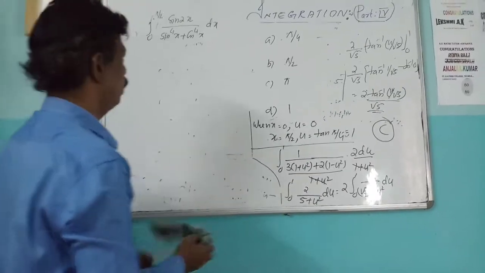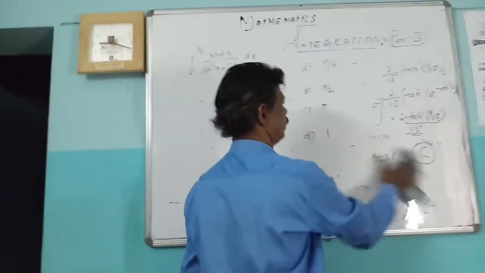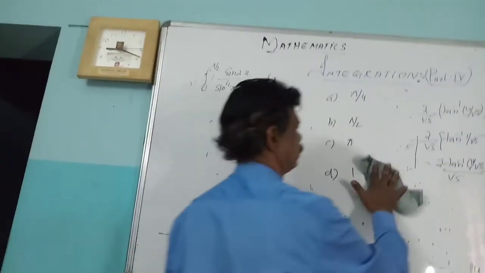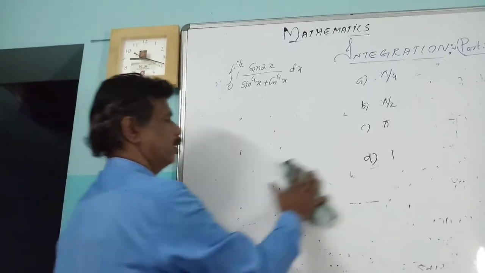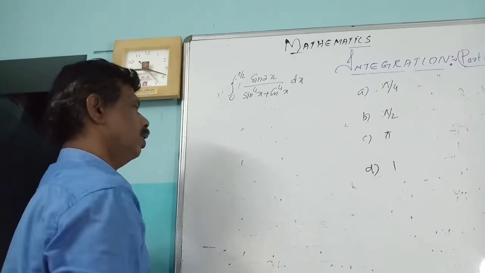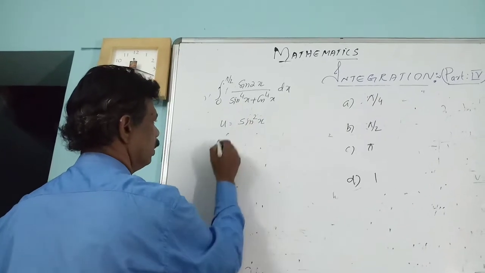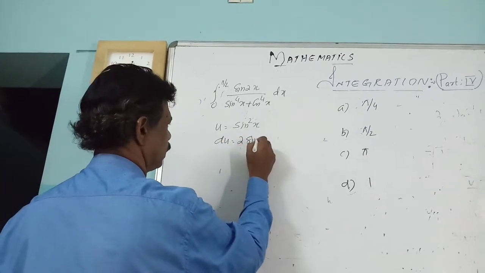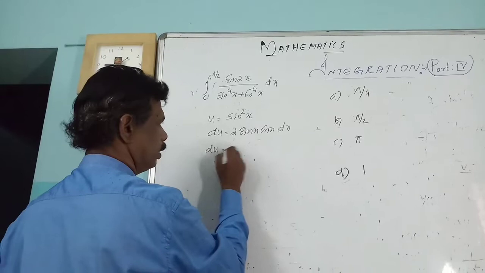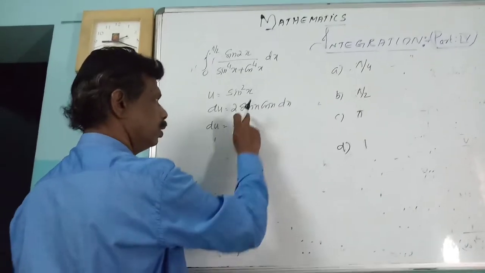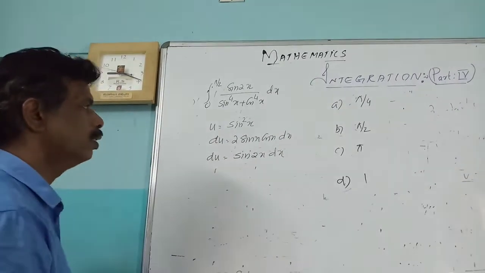Given the integral of 0 to pi by 2 of sin 2x divided by sin raised to 4x plus cos raised to 4x dx. Here put u equal to sin square x. Then du equal to 2 sin x cos x dx. By the trigonometric identity, 2 sin theta cos theta equals sin 2 theta, so 2 sin x cos x equals sin 2x. Thus du equals sin 2x dx.